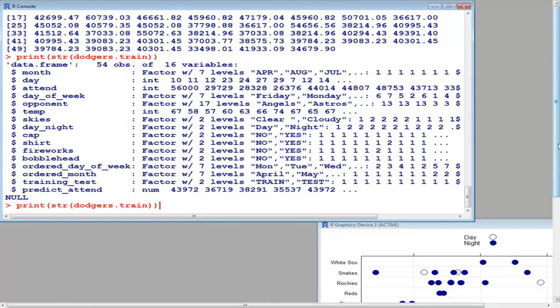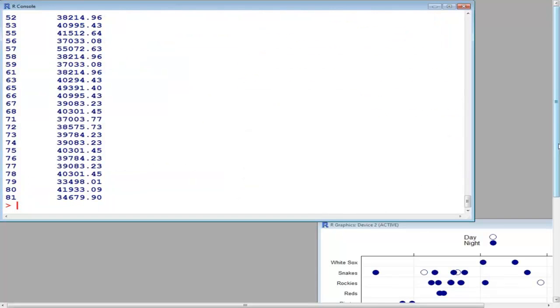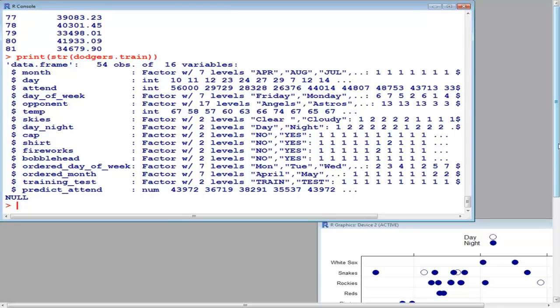Okay, now suppose I don't want the structure, I want the actual data. Now if I get the actual data, it's going to be kind of big, right? It's going to be hard to look at. I specifically want the attendance. Okay, let's try. If I want the attendance, how do I get the attendance in Dodger's train?